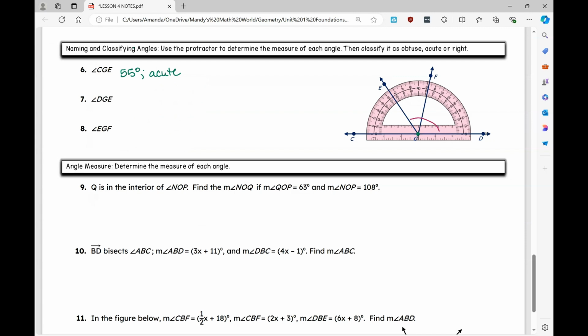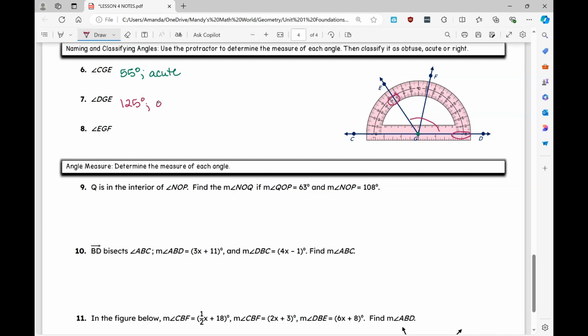Ray GD lies on that bottom line on 0 degrees, which is the inside number. So I'm going to use my inside numbers. Ray GE is between 125 and 130. It's at 125 degrees. That's greater than 90, which makes it an obtuse angle.